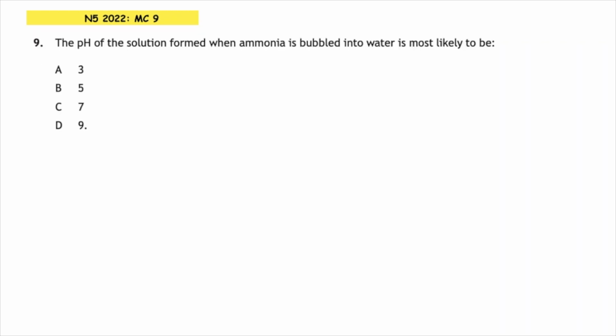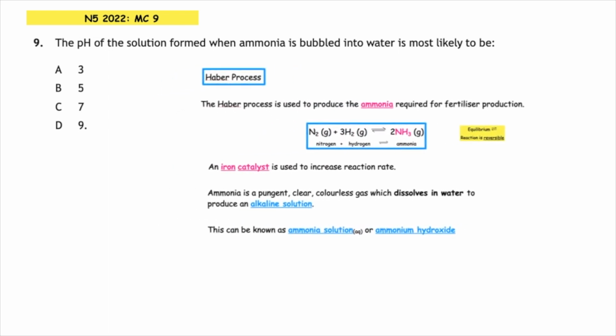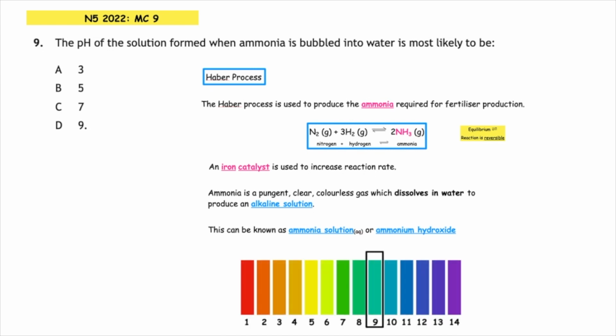Question 9. The pH of the solution formed when ammonia is bubbled into water is most likely to be... So what we need to know there is that ammonia is a pungent, clear, colourless gas which dissolves in water to produce an alkaline solution. Now, an alkaline solution is when you have a pH greater than 7. So the only answer that this could be would be multiple choice answer D, with a pH of 9.